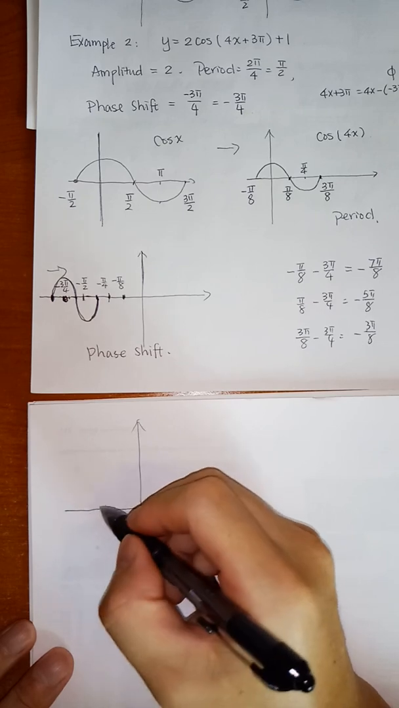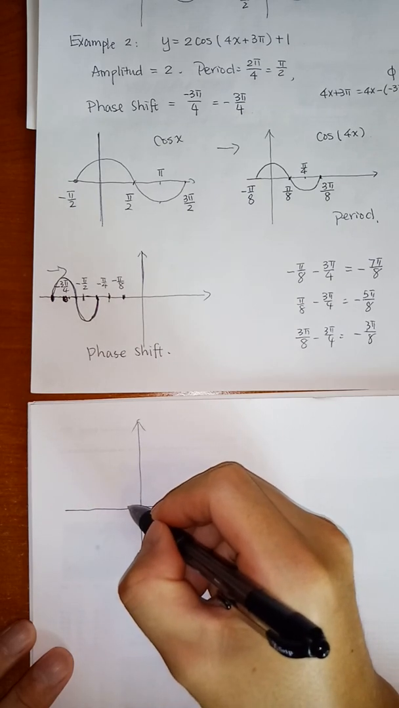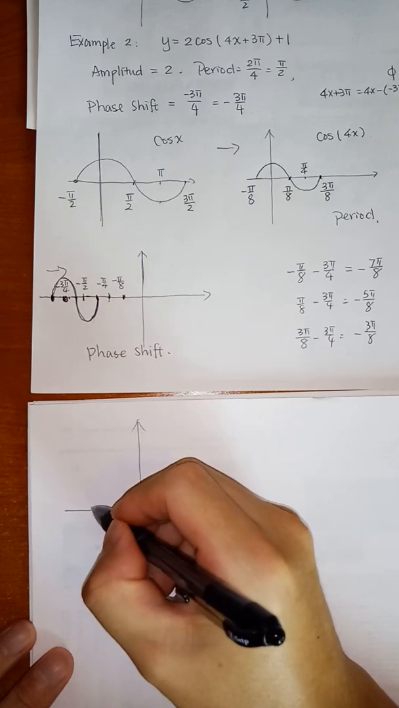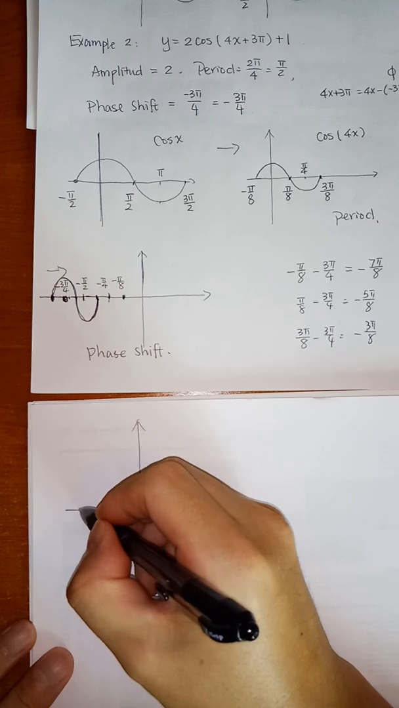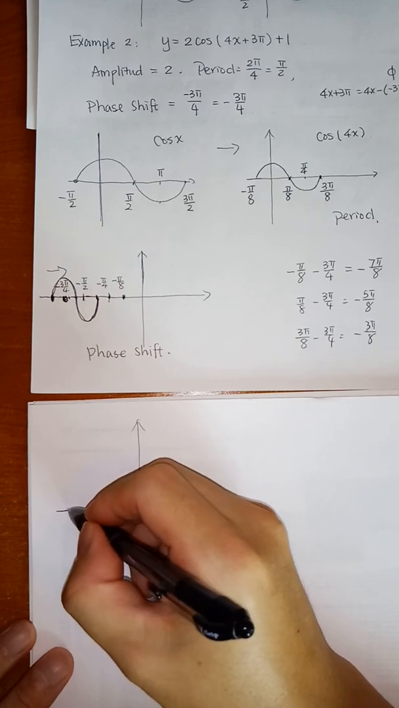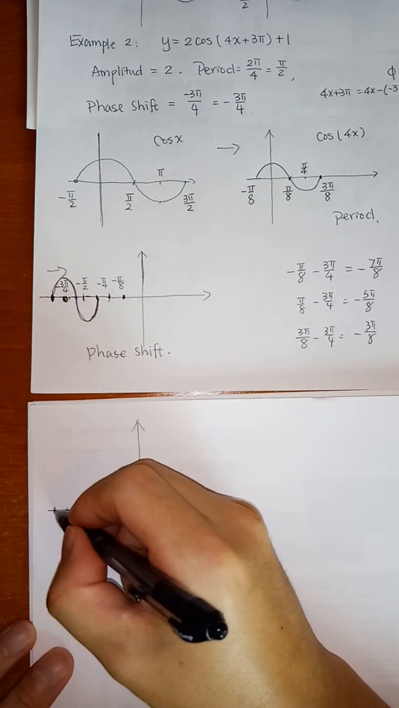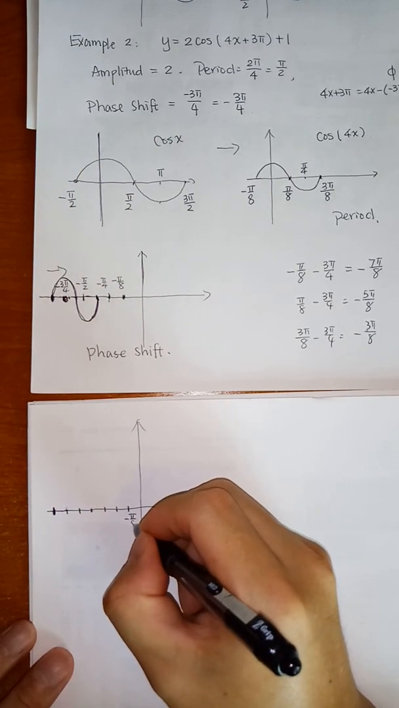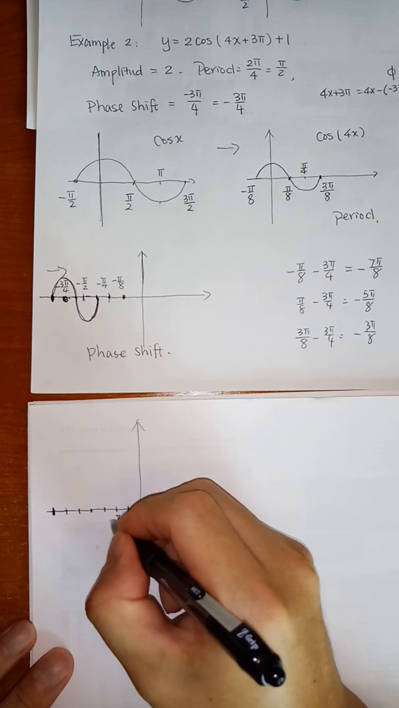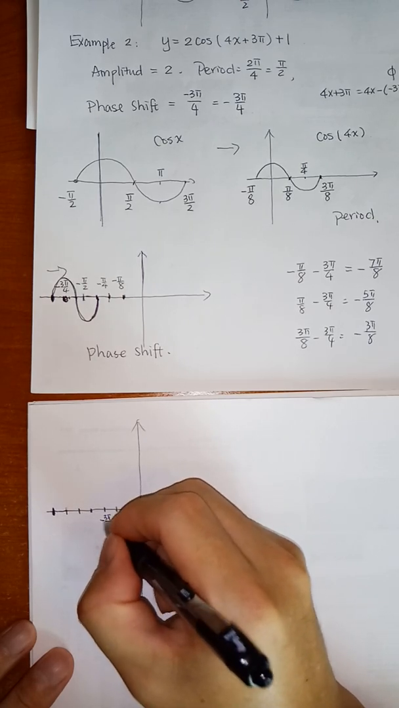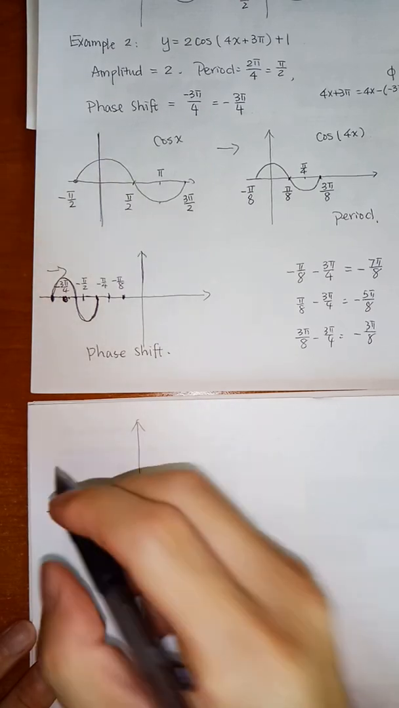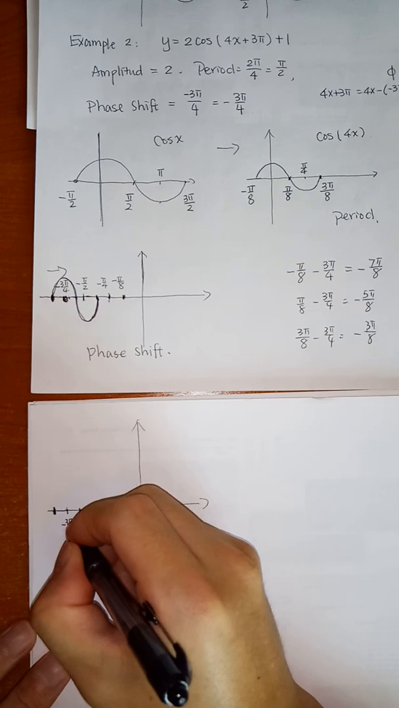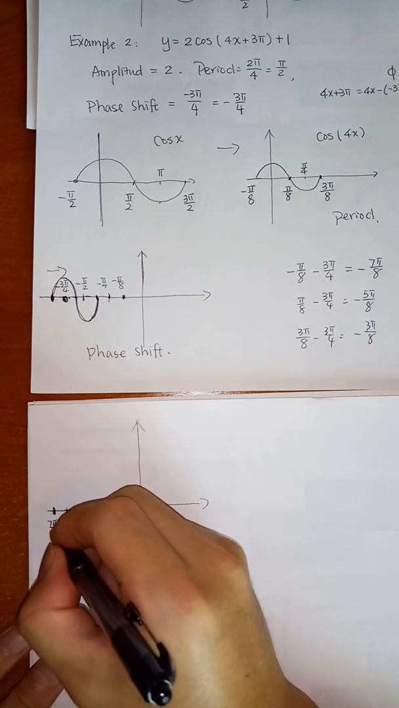What do we have? Let's make it smaller. Pi over 8, pi over 4, 3 pi over 8, pi over 2, 5 pi over 8, 6 pi over 8, and 7 pi over 8. Okay, 7 pi over 8. This is negative pi over 8, negative 2 pi over 8, negative 3 pi over 8, negative 4 pi over 8, negative 5 pi over 8, negative 6 pi over 8, negative 7 pi over 8.